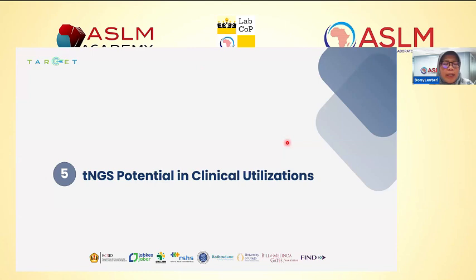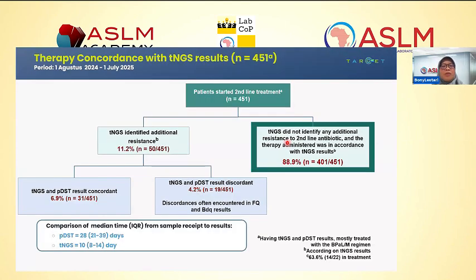Okay, so then we can move on with the potential use of tNGS for clinical utilization. Currently, of those 500, almost 600 samples, 451 patients have already started their second-line treatment. And currently in Indonesia, since January last year, we upscaled the use of the shorter regimen using the BPaL and BPaLM regimen. So among those with second-line treatment, most of our tNGS results show concordance with the treatment regimen. So 89% are okay.